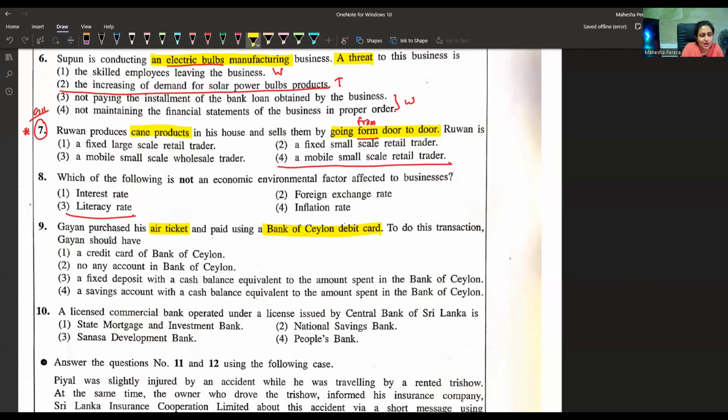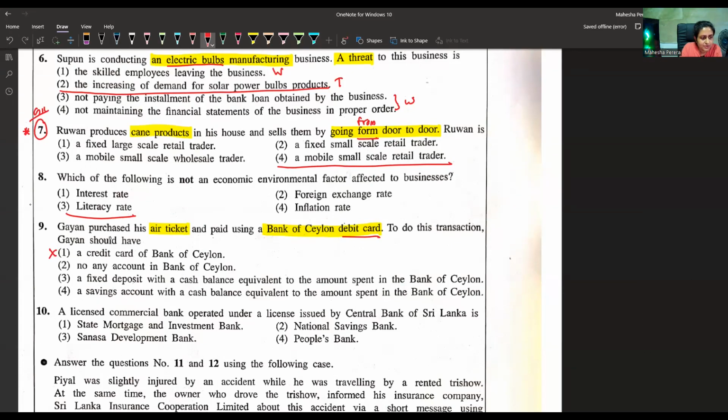He paid using the debit card. Now we all know that debit card is given for savings accounts as well as current accounts. But now look at the answer options. They say a credit card of Bank of Ceylon. Since the question says debit card, a credit card is not the answer. Definitely this is out.